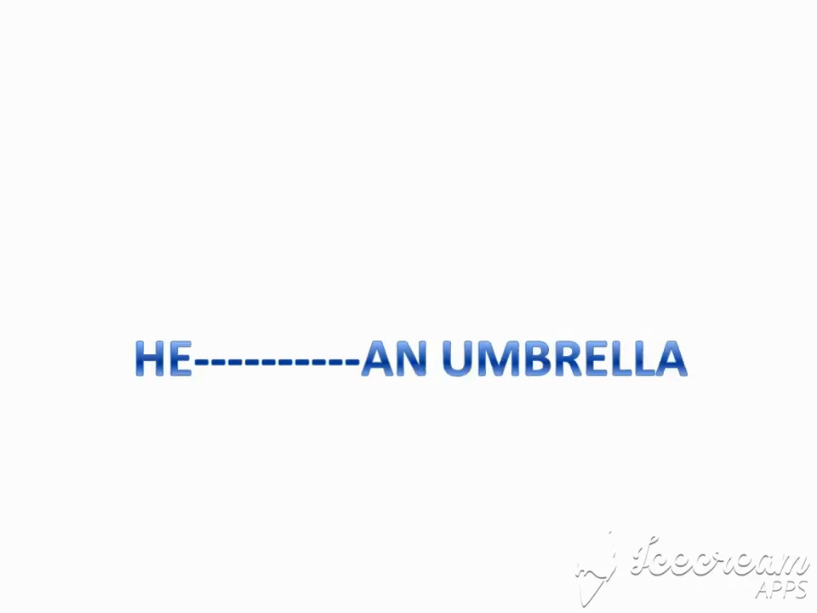Next one, he, an umbrella. He will be replaced in this example by a man or a boy. So a man or a boy has an umbrella. The result is he has an umbrella.